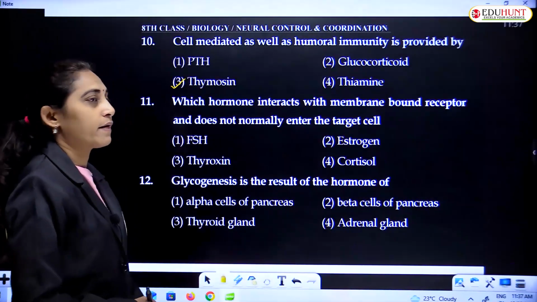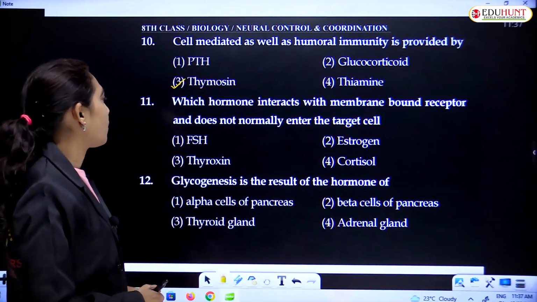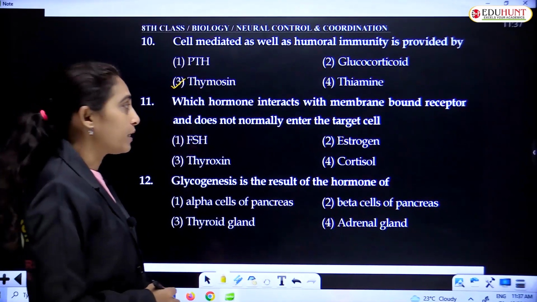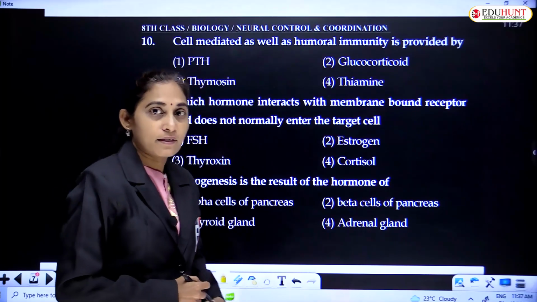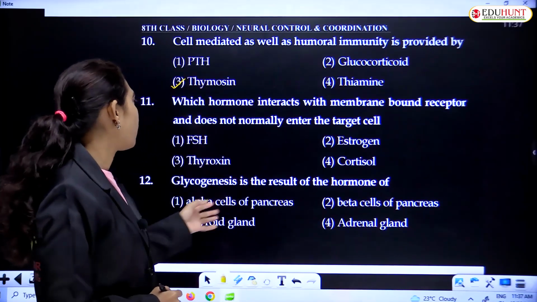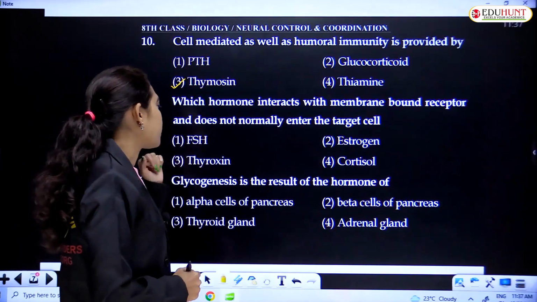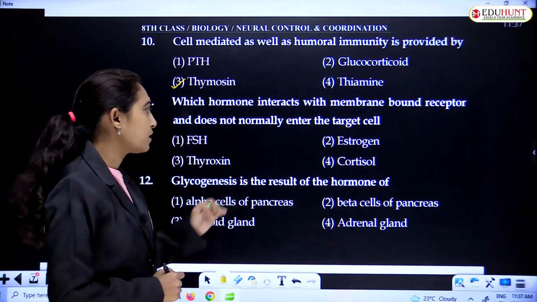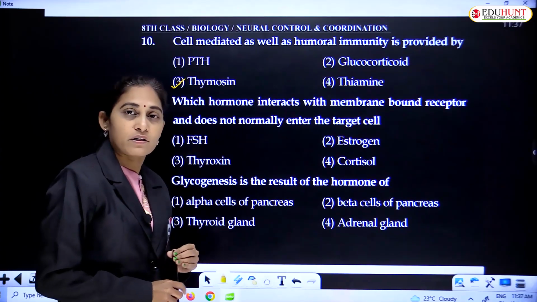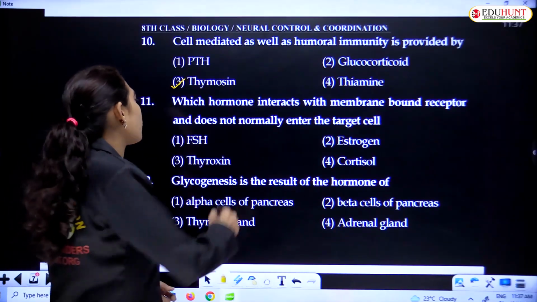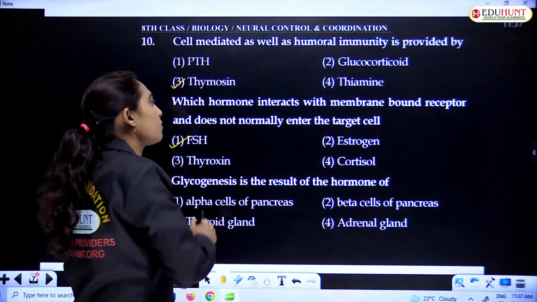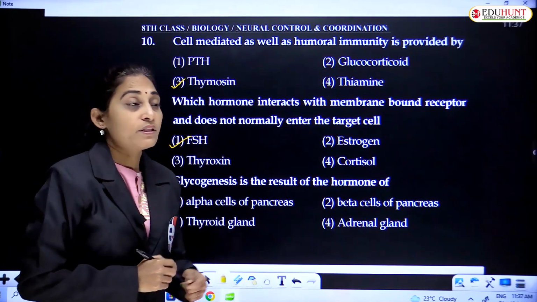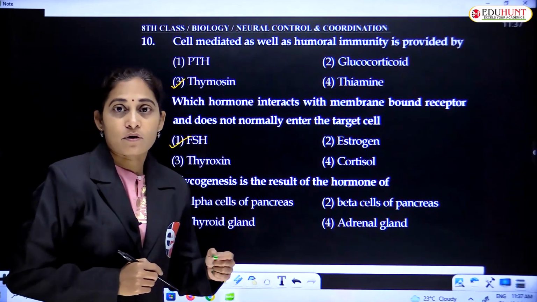Which hormone interacts with a membrane-bound receptor and does not normally enter the target cell? Among these four options, follicle-stimulating hormone, thyroxine, estrogen and cortisol, follicle-stimulating hormone interacts with the membrane-bound receptor.